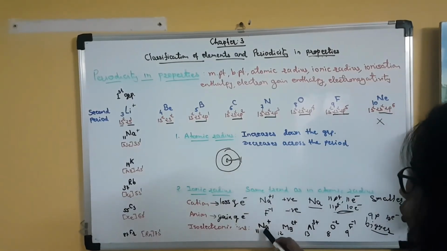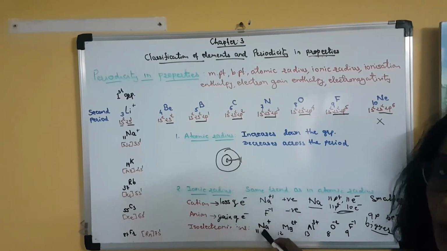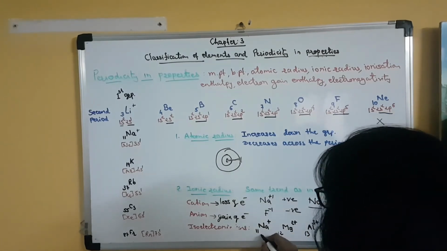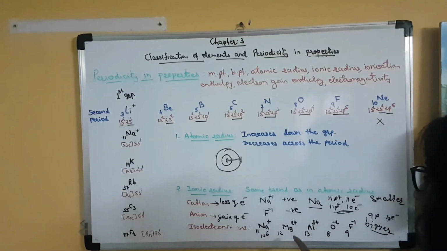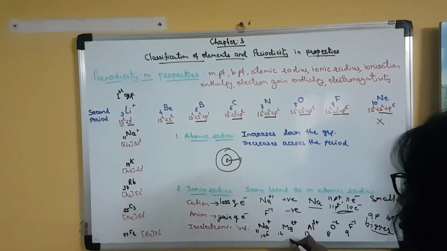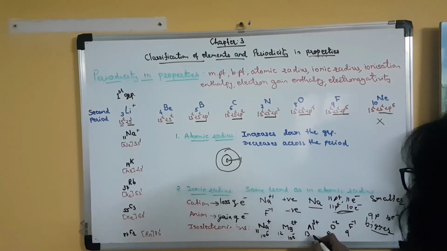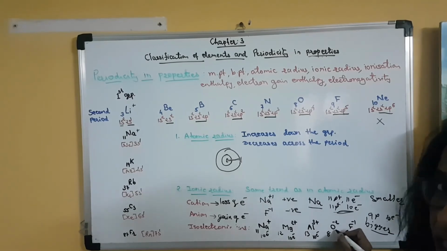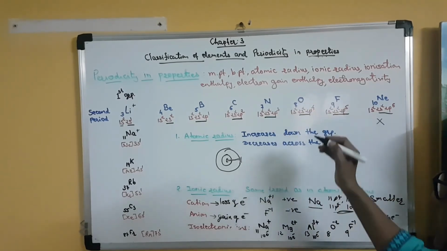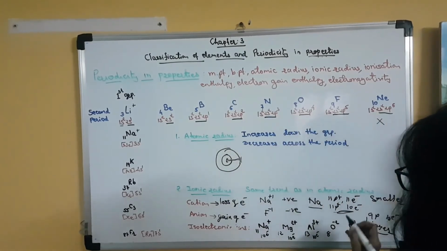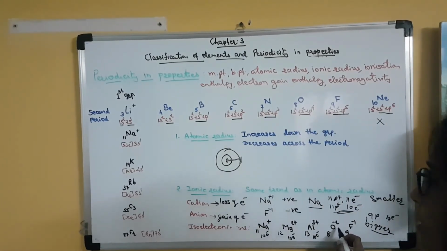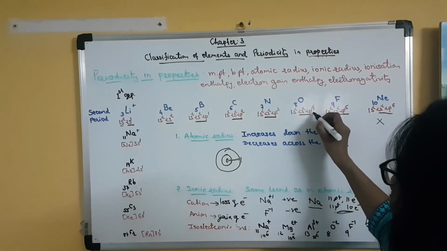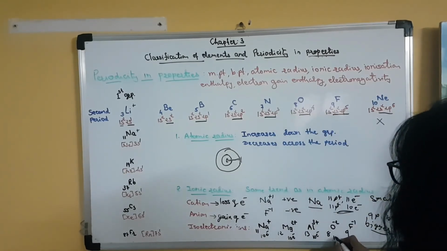For example, in sodium, 11 electrons are there, 1 is lost, so now there are 10 electrons in the sodium ion. In magnesium, atomic number is 12, meaning 12 protons and 12 electrons, plus 2 charge means loss of 2 electrons, so now 10 electrons are there. In aluminium also 10 electrons because there is loss of 3 electrons. In oxygen, atomic number is 8, meaning 8 protons and 8 electrons. Now there is a gain of 2 electrons because it is minus 2 charge, so when 2 electrons are gained, the number of electrons will become 10.